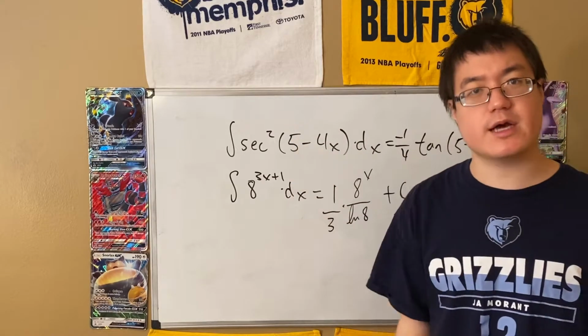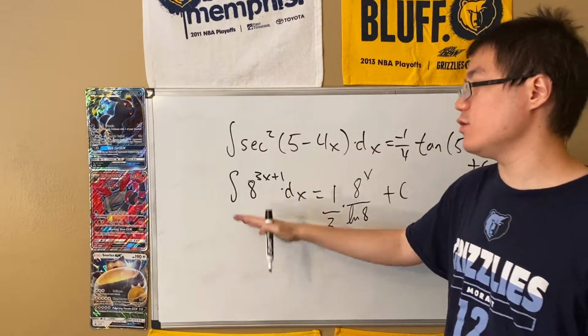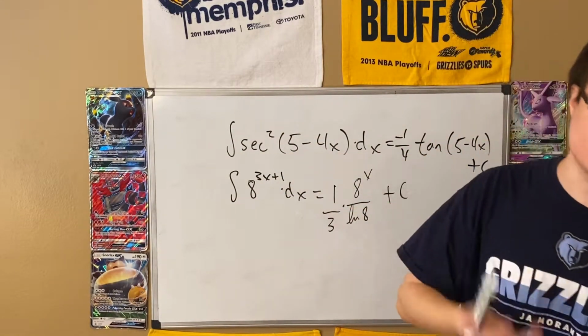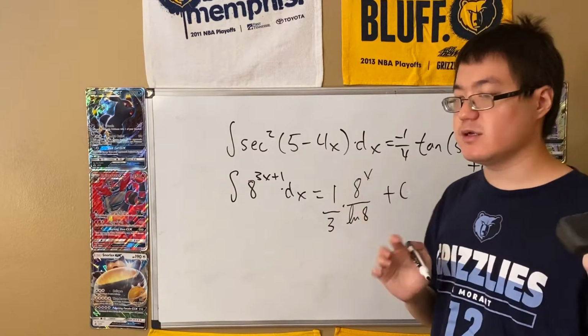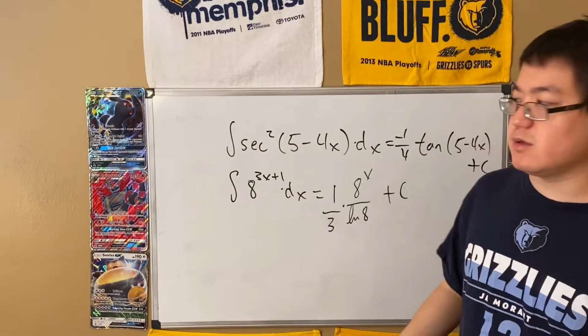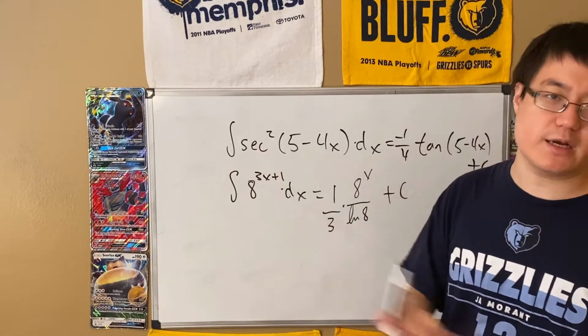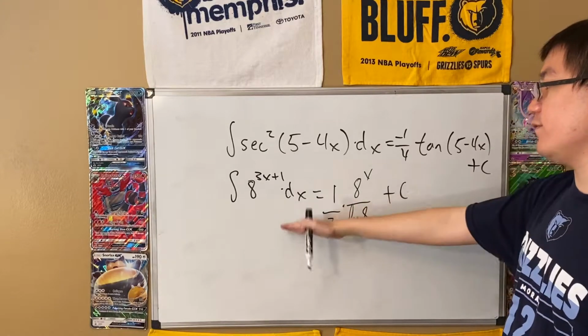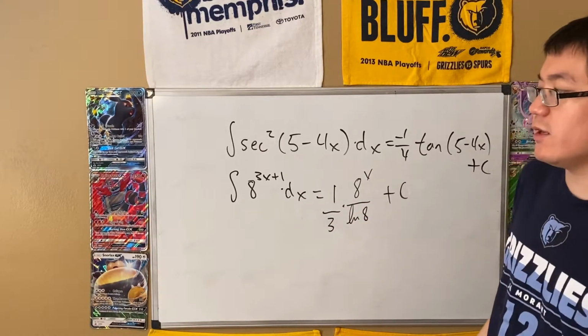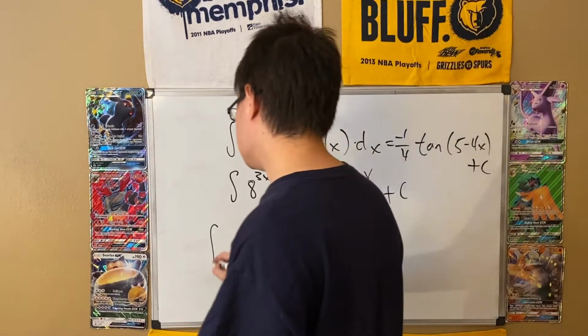So you notice how quickly I can do these questions as opposed to doing u is equal to 3x plus 1, du is equal to 3 dx. Then you start subbing in 8 to the u times du. Find dx, which is du over 3. So then you take out the constant. All that work is unnecessary if you can just go straight to the answer in this process. So I like this.